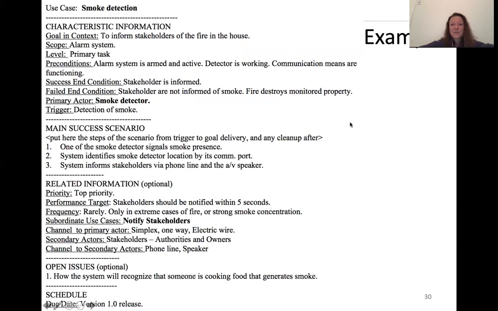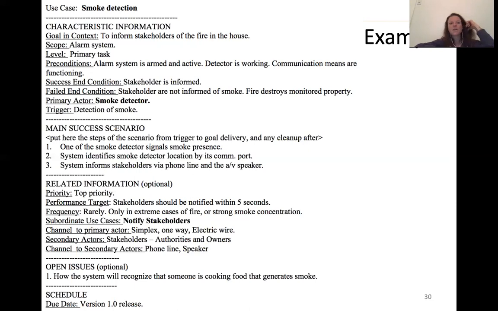Let's get to the full example of smoke detection. So we're back with the Cockburn user template. You see the characteristic information at the beginning. Starts with the goal and context, which is to inform stakeholders of the fire in the house. Good, noble purpose. The scope is the alarm system, and the level of the use case is primary task. Remember, the level was system use case, primary task, or subfunction.